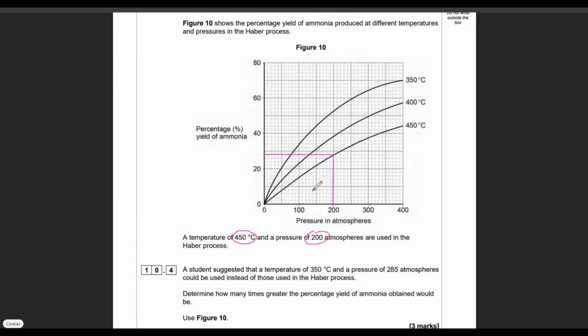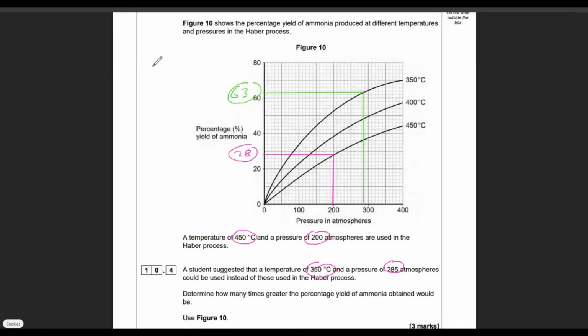So we go across with this arrow and we find that if you go up to that line, which is the 450 line from 200 atmospheres, you get a 28% yield. Okay, lovely. Now let's look at the new temperature and pressure. So if we increased the pressure to 285 and we hit a 350 temperature and we draw the line across, look at the big change in the yield. The yield goes from 28% up to, what's that, 63, I believe, because each square is worth 2%. So that is going to be 63%.